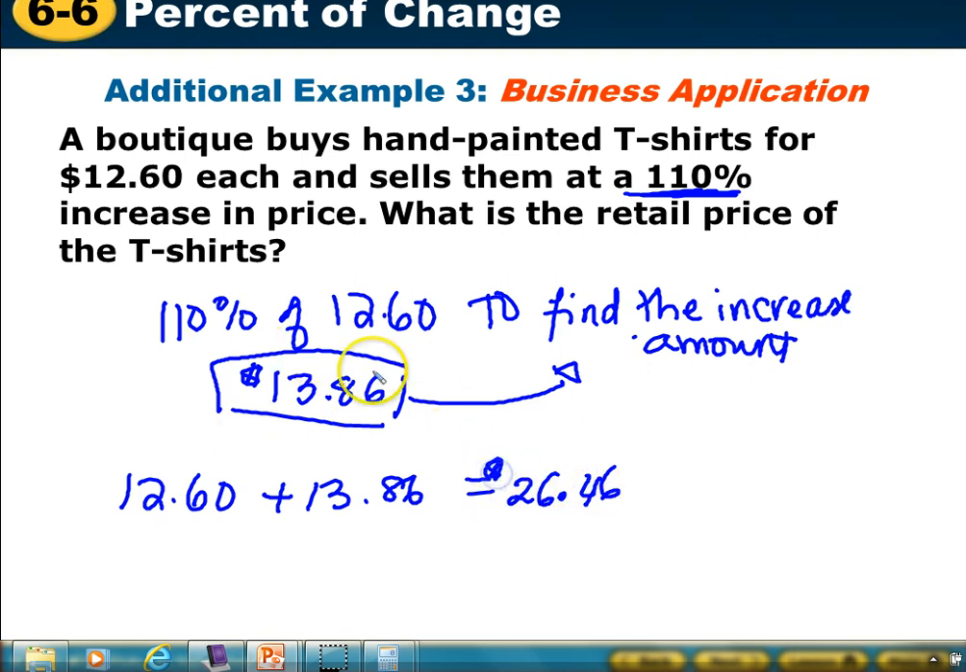26.46. So this is to show you that we can get percentage over 100. So here they raised the price by 110%. So I knew my answer should be around $24 when I double this number here. Okay, so basically we find the increase amount, and that'll be 110% of 12.60, and that's 13.86. That's by how much it's going to go up. Since it was an increase, it's going up, so we need to add 12.60 to 13.86. Alright, so let's go ahead and move on.